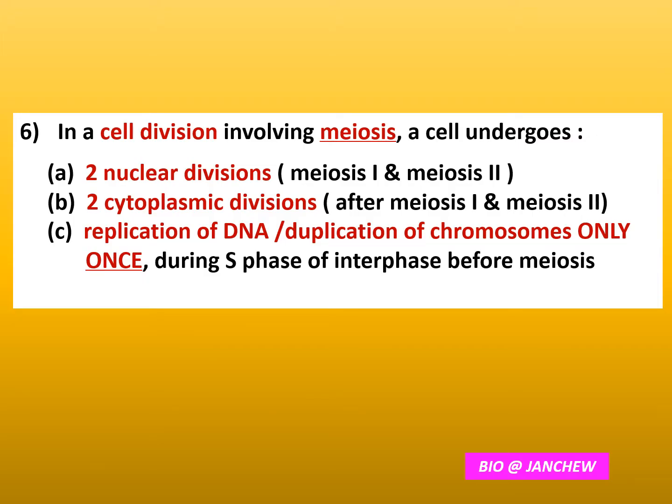So here are some notes related to what I said just now. In cell division involving meiosis, a cell undergoes 2 nuclear divisions, meiosis I and meiosis II, and 2 cytoplasmic divisions, that is after meiosis I and another time after meiosis II. That's how we get 4 daughter cells from one diploid parent cell. And third, replication of DNA or duplication of chromosomes occurs only once during S phase of interphase before meiosis.